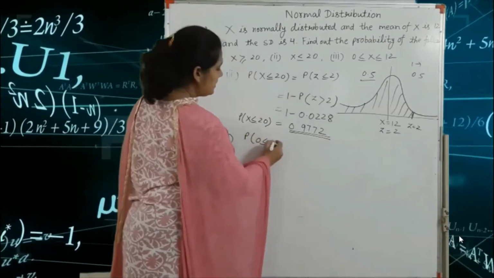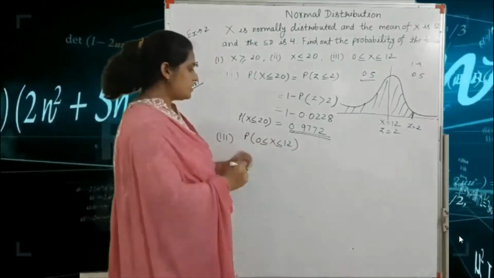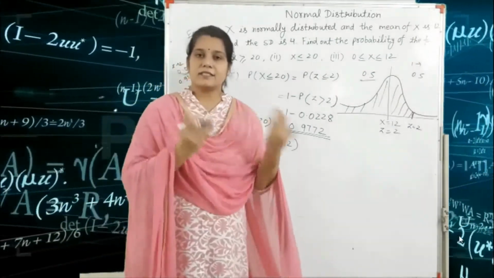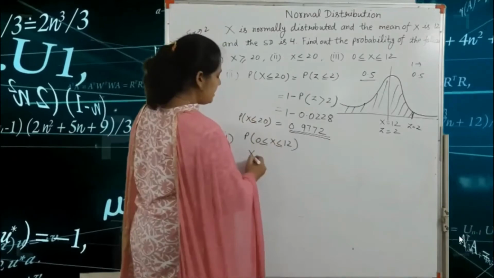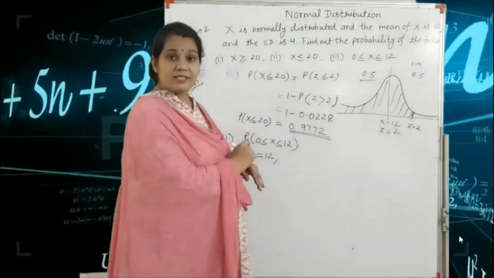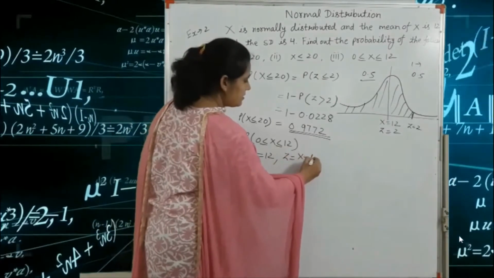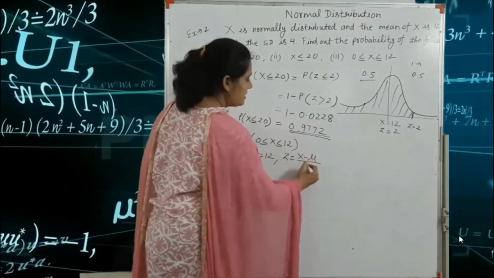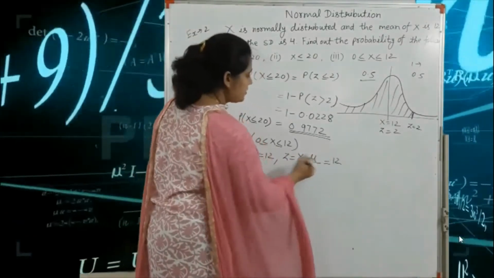Okay, so the third one is we find the probability of 0 less than or equal to x less than or equal to 12. Okay, so first we convert this term into the z form. So capital X is equal to 12. So what is the formula of z? z is equal to x minus mu divided by sigma. Okay, so x is equal to, we write here, 12.